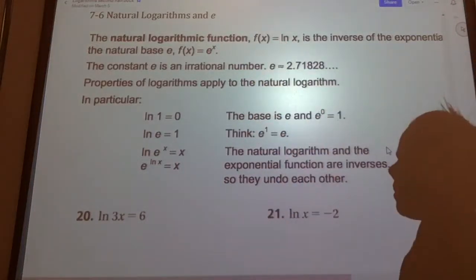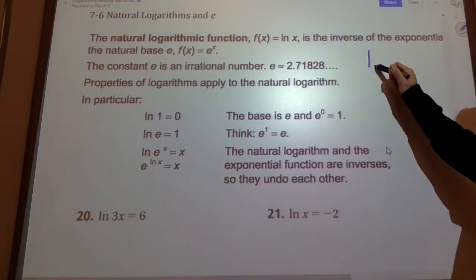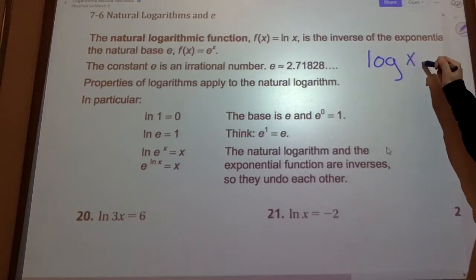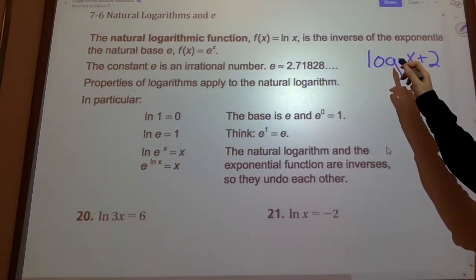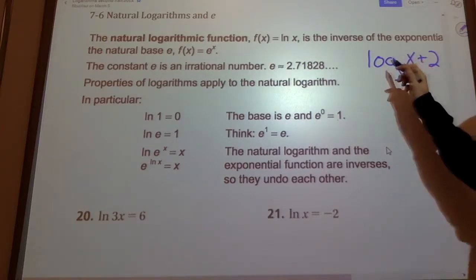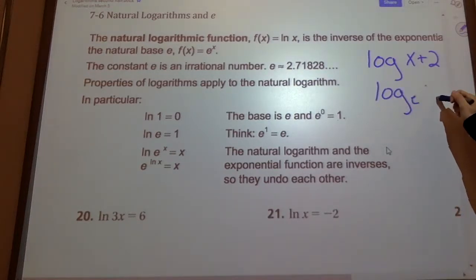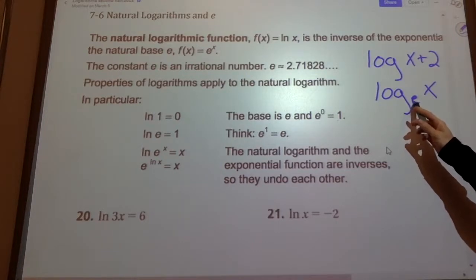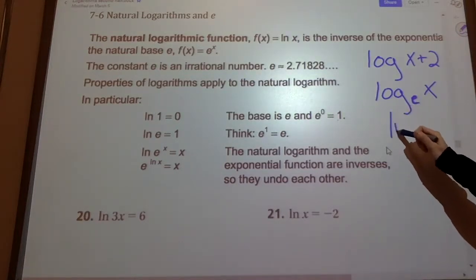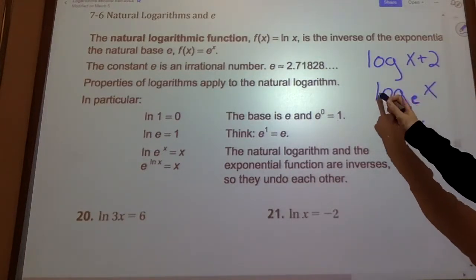Our last section, 7.6, is with natural logs and e. We've already learned the common log. Common log is log of base 10, right? When we don't have anything there, it's base 10. We also have what's called the natural log, and the natural log is actually log of base e, like this, okay? But we don't write log of base e. We have a different symbol for the natural log, and it's ln, right? So this natural log of base e would equal this.